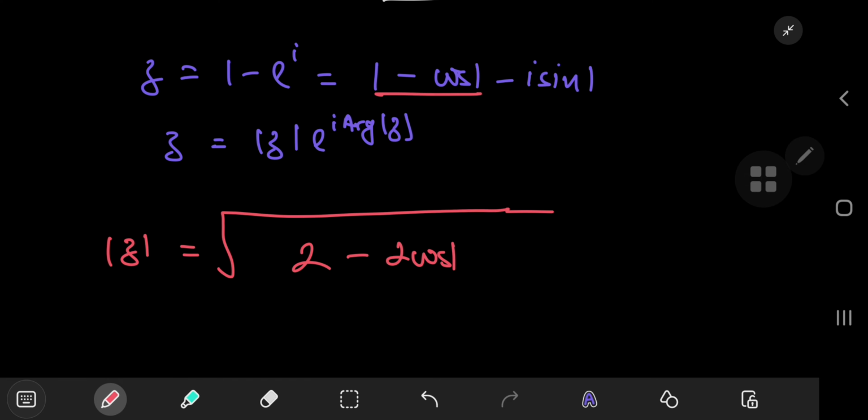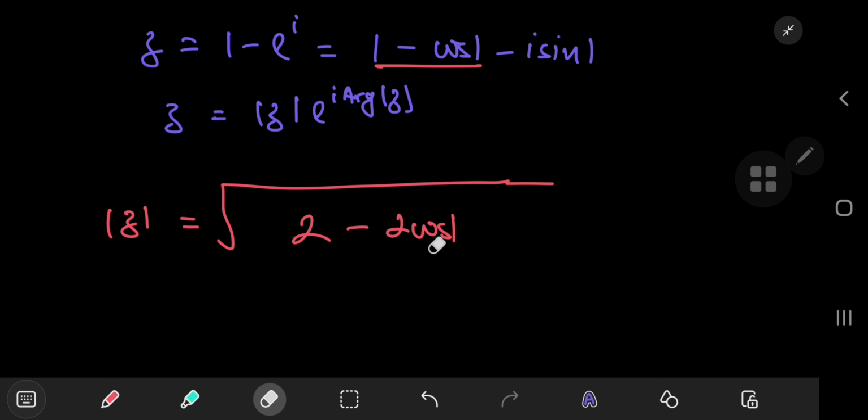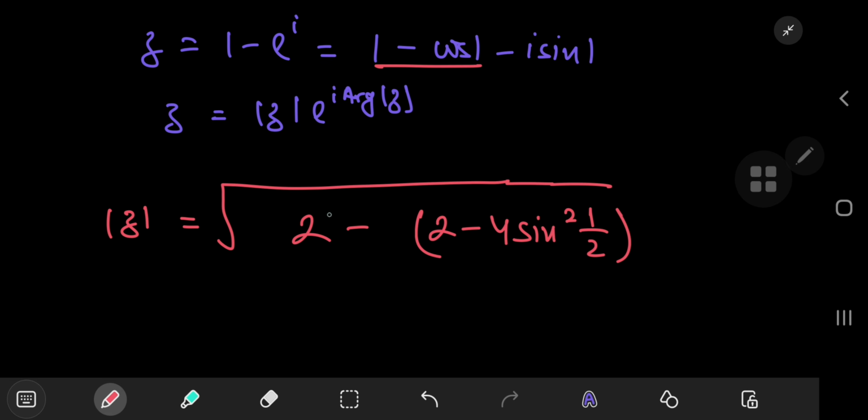And you can simplify this further, since we know that cosine of 1, using the double angle formula, can be written as 1 minus twice the square of the sine of 1/2. So multiplying by 2 will give you 2 minus 4 times the squared sine term. The 2's cancel out, and so do the two negatives to give you a positive. And this implies that the modulus of z equals twice the sine of 1/2.